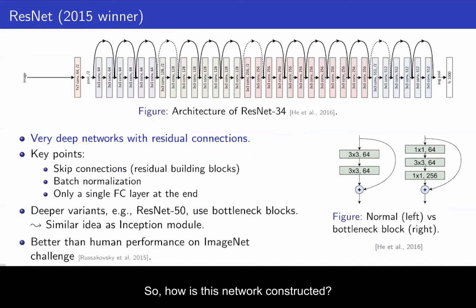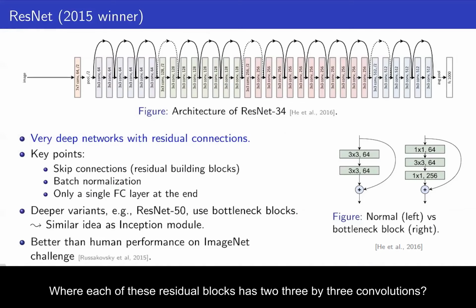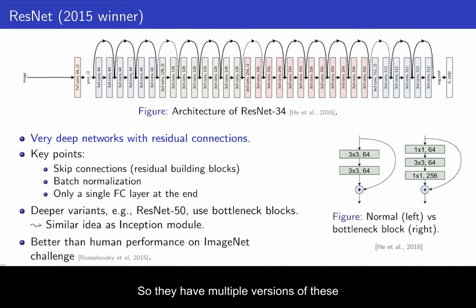So how is this network constructed? We have seen these residual blocks that are stacked one on top of each other, where each of these residual blocks has two 3x3 convolutions. They use batch normalization after every convolutional layer and only a single fully connected layer at the end of the network for classification. So they have multiple versions of these residual nets for multiple depths, such as 34, 50, 101, and 152 layers, and so on.